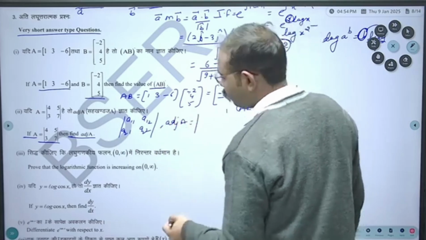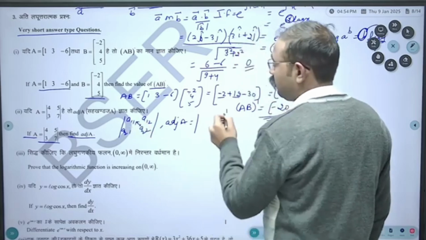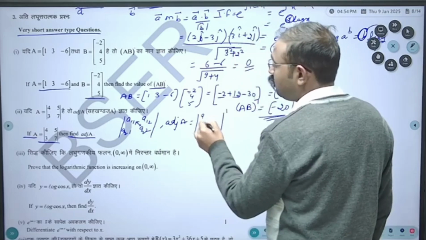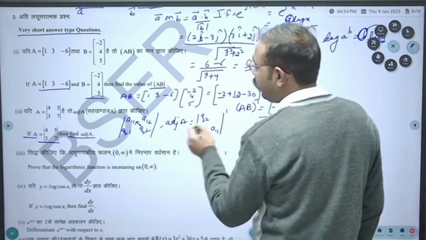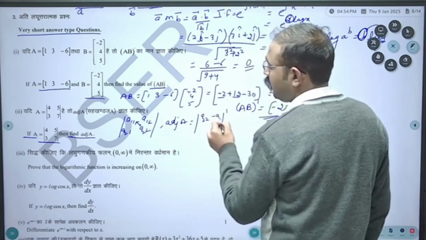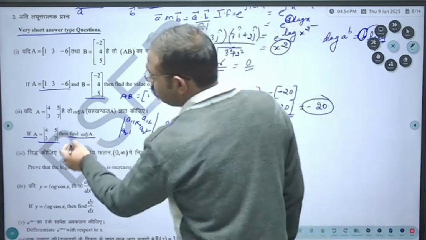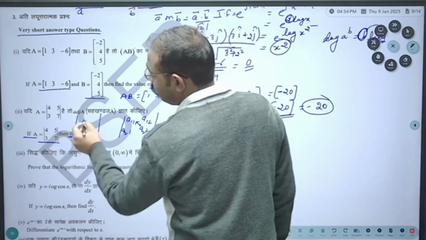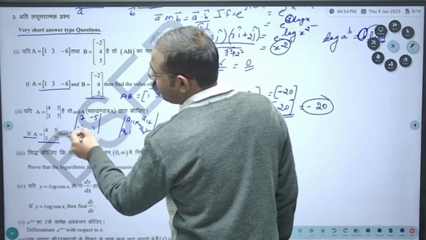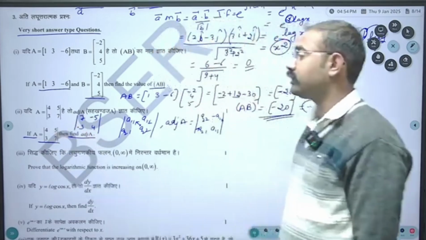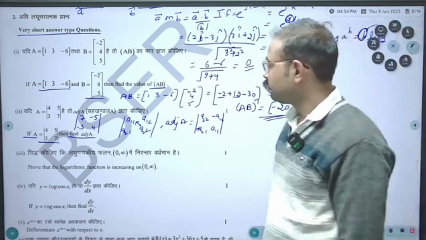Just change these elements of diagonal. How? A22, A11, and change sign of remaining elements, minus A12, minus A21. Same in this, change these diagonal elements 7, 4, and with these two elements just change their sign. If plus then minus, and if minus then plus.